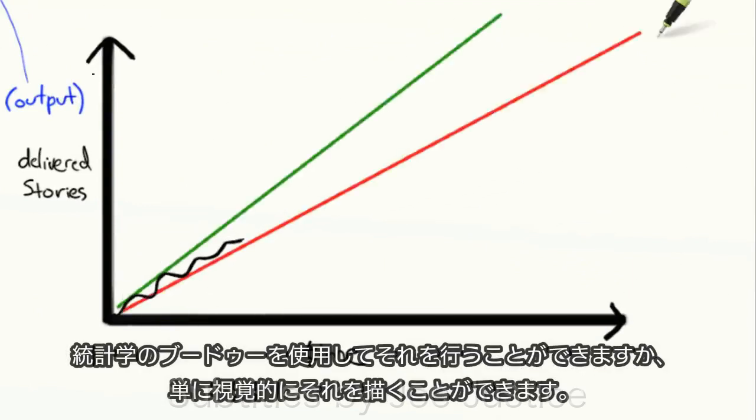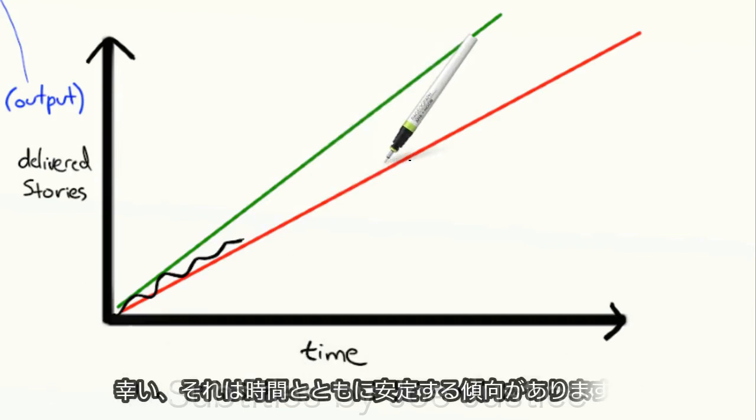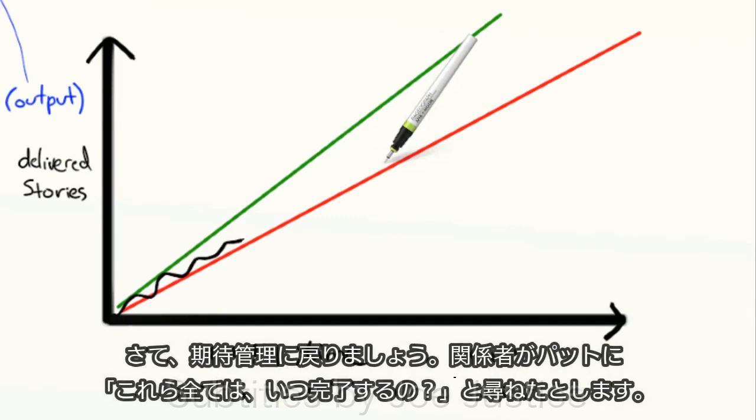You can do it using fancy statistics voodoo or you can just draw it visually. And the gap between these lines is of course related to how wavy and unpredictable your velocity is. Luckily that tends to stabilize over time, so our cone of uncertainty should get tighter and tighter. Okay, so back to expectations management.